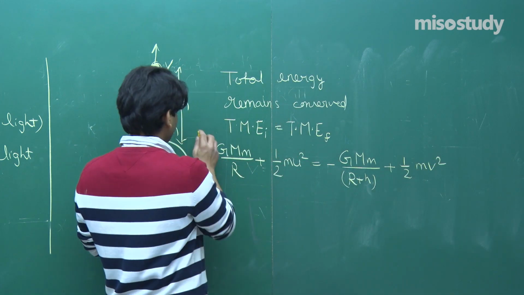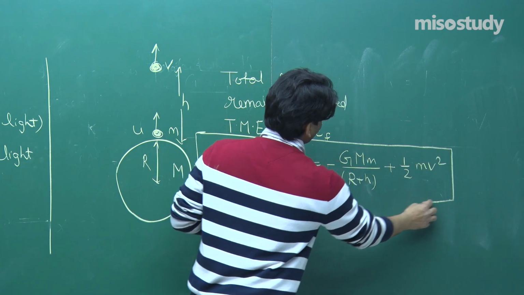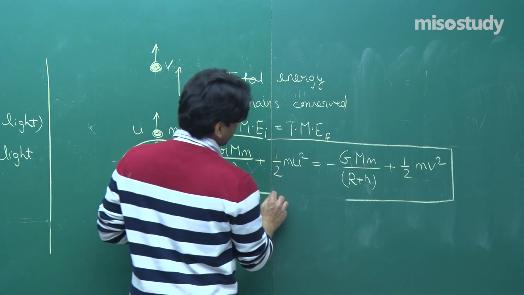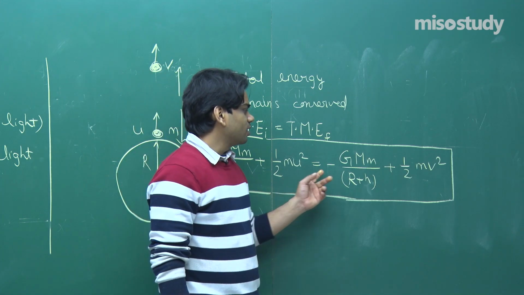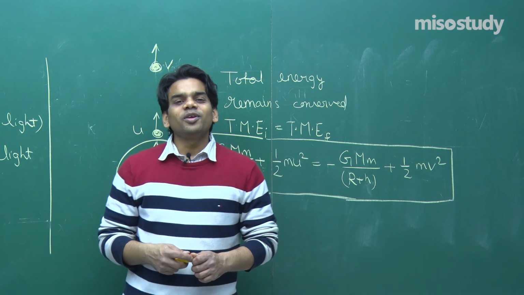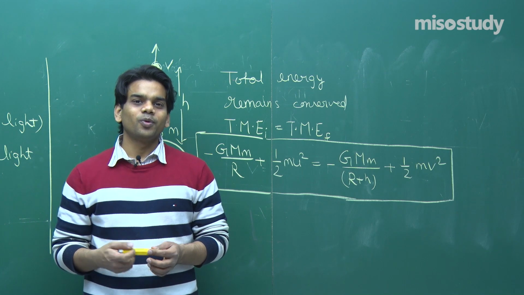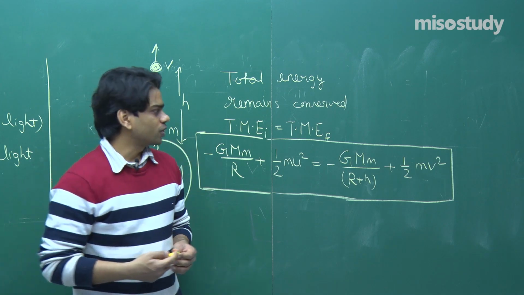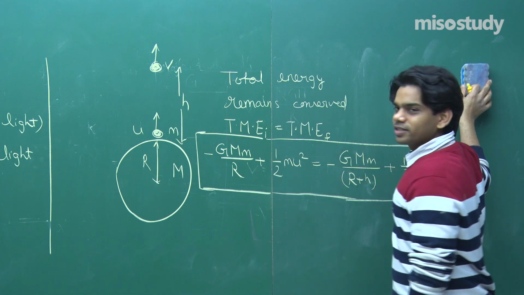In some cases, you may need this energy equivalence relation also to solve certain problems. This thing also you should note down: minus GMm by R plus half m u square is equal to minus GMm by R plus h plus half m v square. Same thing we will also use for planetary motion and satellite motion that we have discussed. I told you angular momentum remains conserved, and in those cases also total energy remains conserved. I hope that you would have taken note of this.